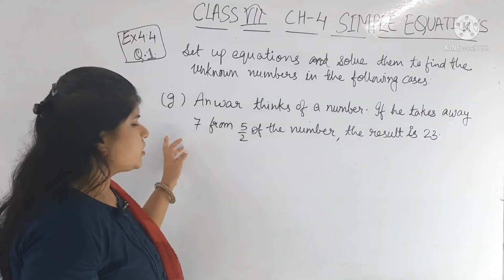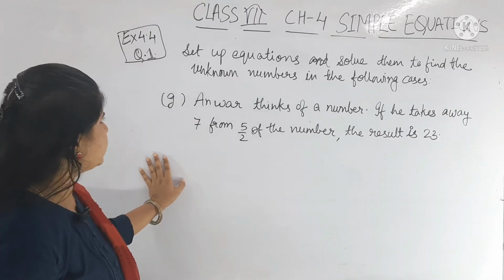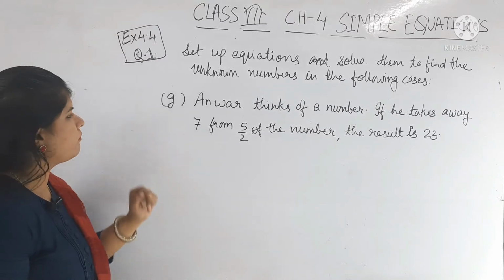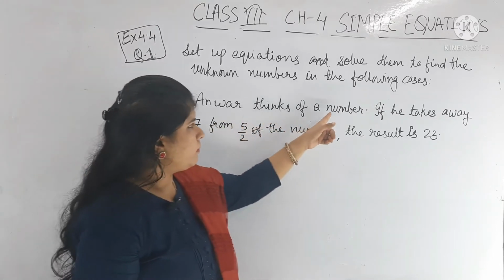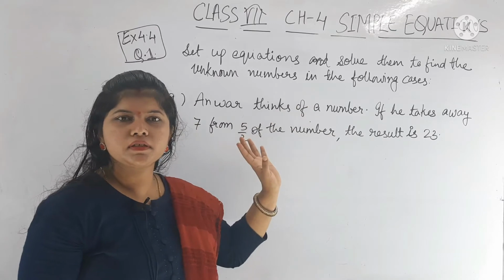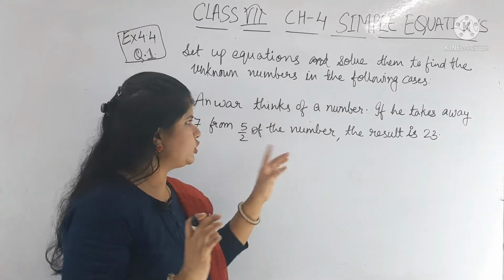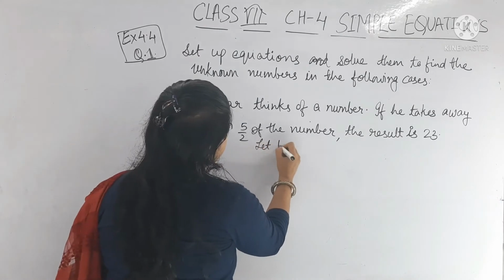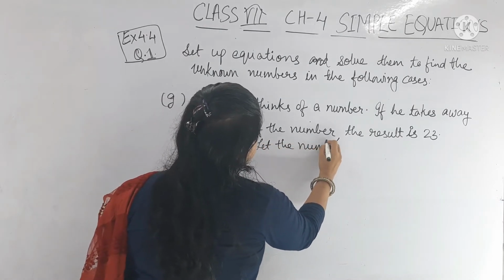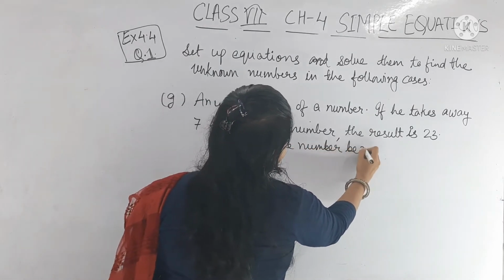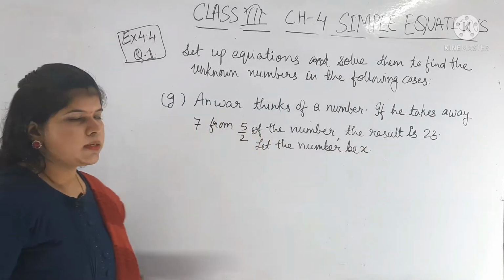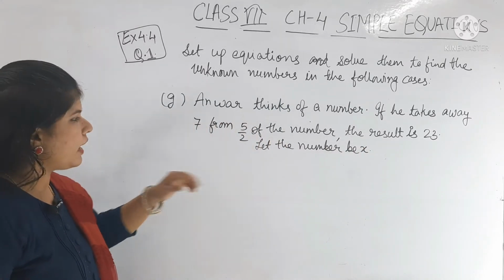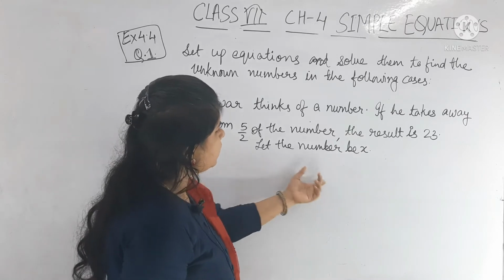Okay students, this is the G part of question number 1. That is the last question for question number 1. Anwar thinks of a number. He thinks of a number means we have to assume the number be x. So you have to write like this, let the number be x. In every question, in some of the questions I did not write it, but you have to write it.